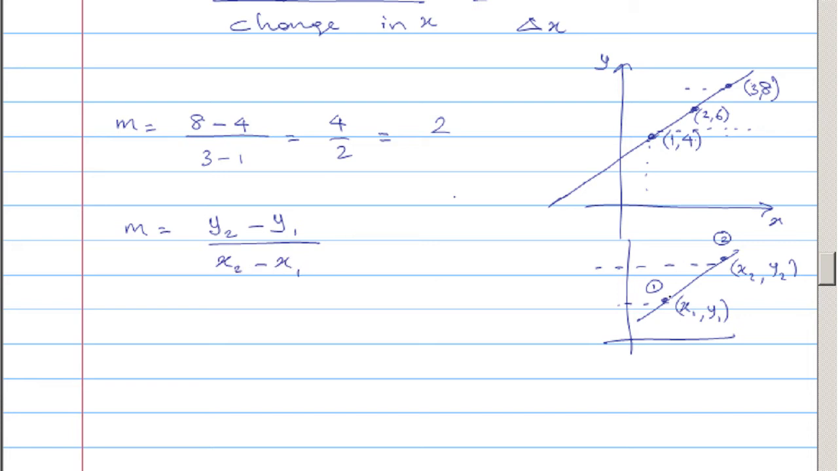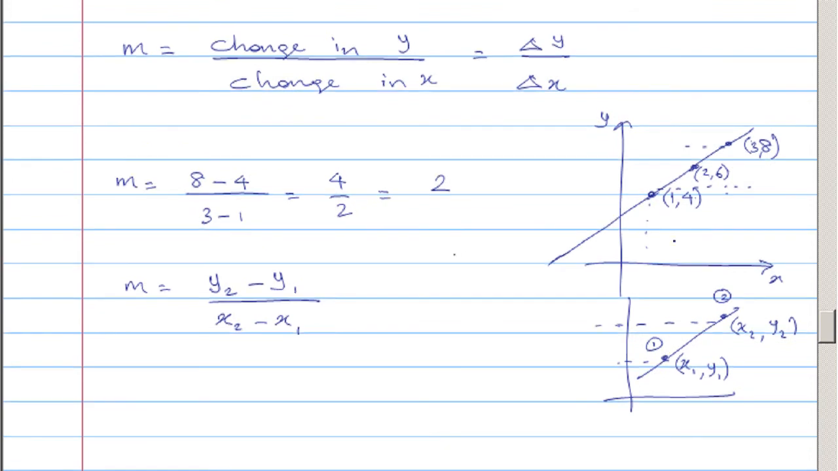Now it does not matter which point you take as your point 1 and point 2, but it is important that if I take y2 minus y1, then I have to take x2 minus x1. Or to put it another way, if I take the y coordinate of point 1 minus the y coordinate of point 2 as my numerator, I have to take the x coordinate of point 1 minus the x coordinate of point 2.